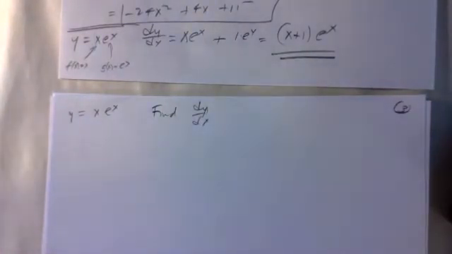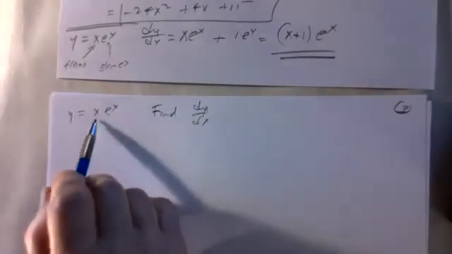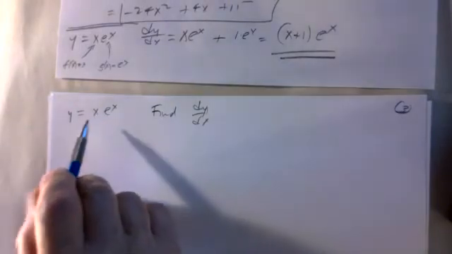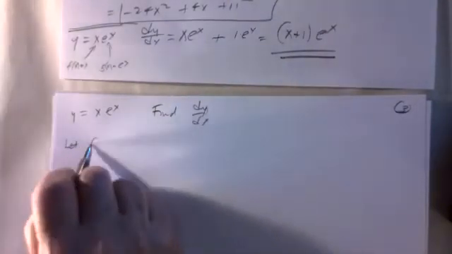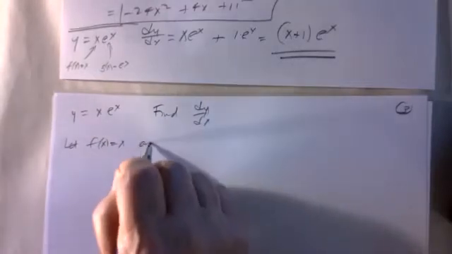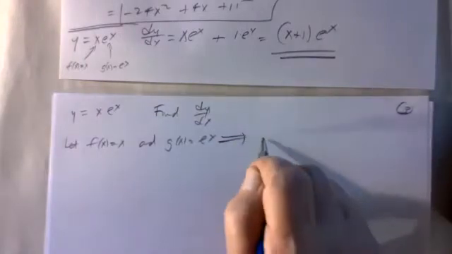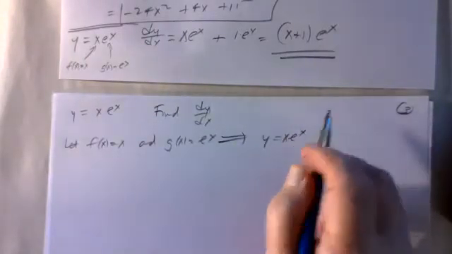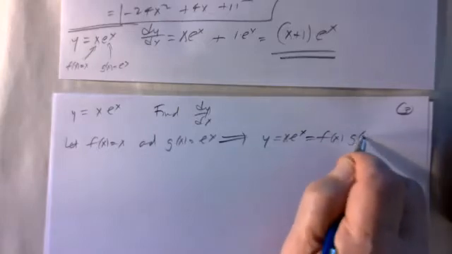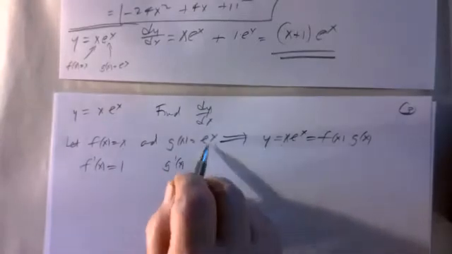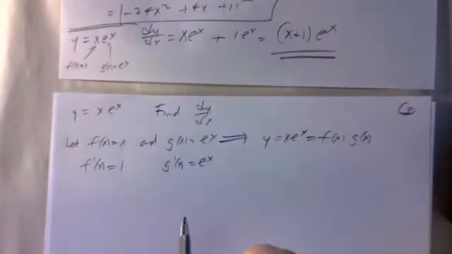I can't just write down what the answer is because I don't know. But I can look at this as a product. If I let f of x equal x and g of x equal e to the x, that means that y, which is x e to the x, is exactly the product of these two functions. f of x is x and g of x is e to the x. Now f prime of x, the derivative of x, is 1. And the derivative of e to the x is e to the x.